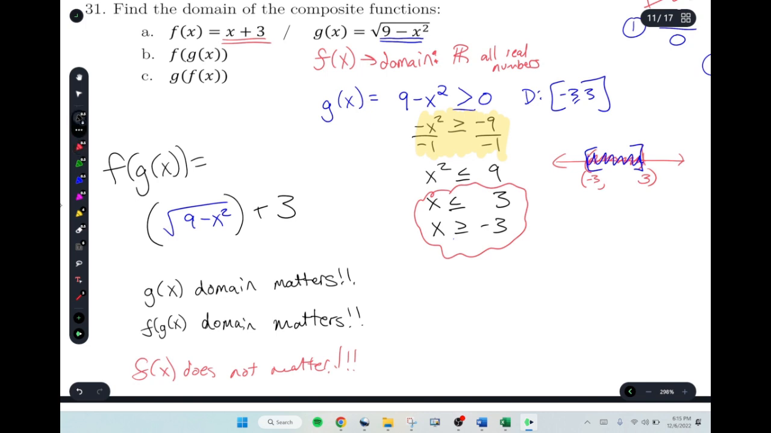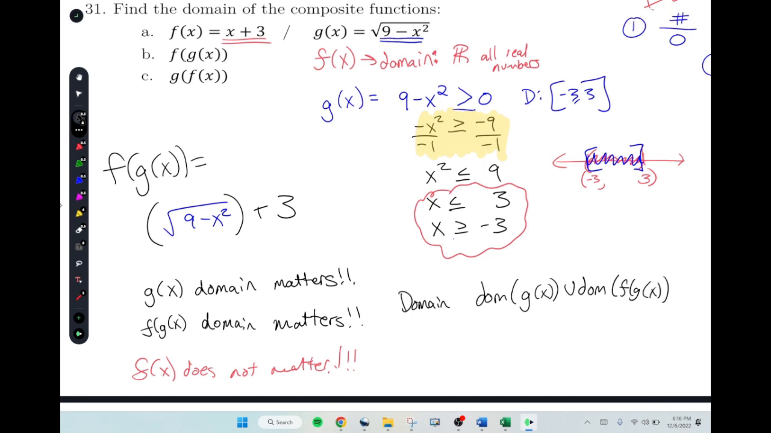So in math words, what we can write is the domain of g of x united with the domain of f of g of x. I don't know how to write domain without writing the word. Oh, it's DOM. That's right. This is how it was written in the book: the domain of g of x united with the domain of f of g of x.